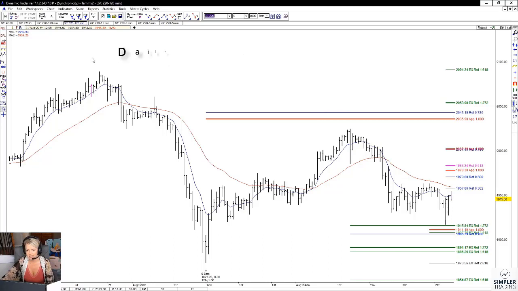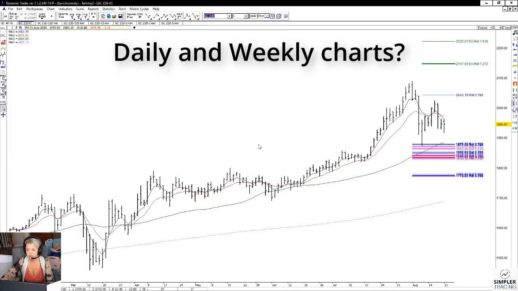And then what about the daily and the weekly charts? What are those looking like? Well, on the daily chart, we've bounced. And what I see here on the daily is we're above the 200, we're above the 50, but we have mixed parameters because the 5 has crossed below the 13 and is on a sell.